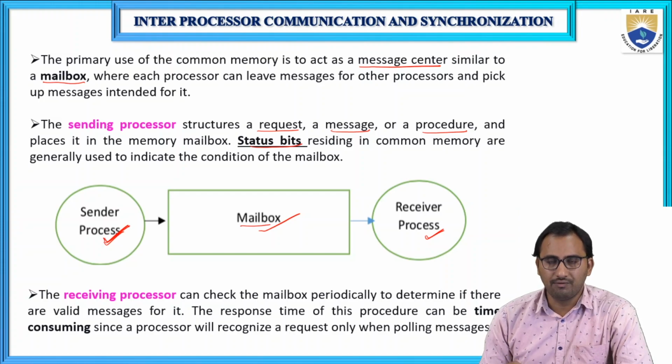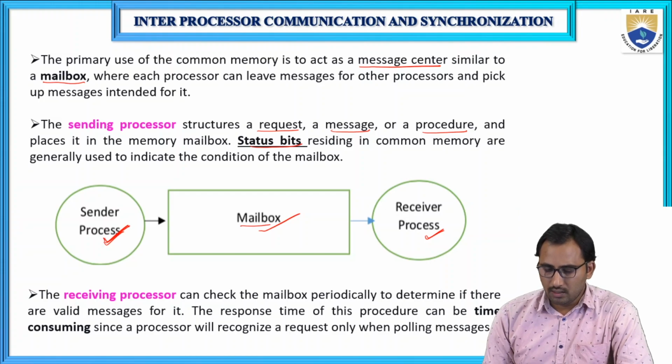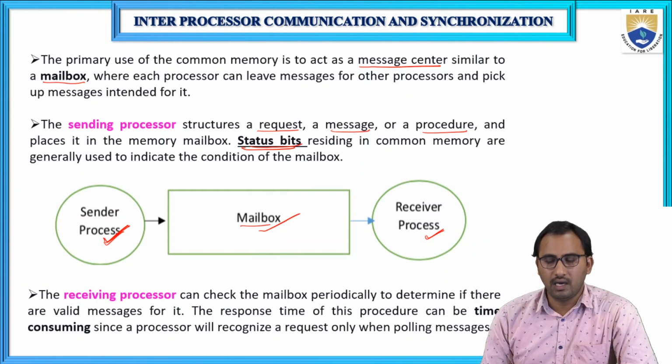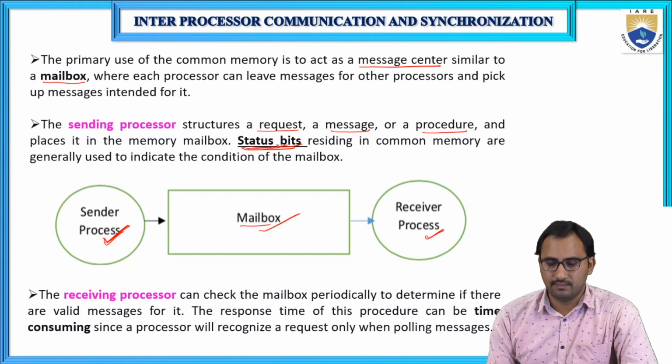They also specify the information about which processor the message is intended to be transmitted to. These two types of information are described by the status bits. The first is whether the mailbox is empty or full. The second is which processor the transmitted message is intended for. These two pieces of information are provided by the status bits.